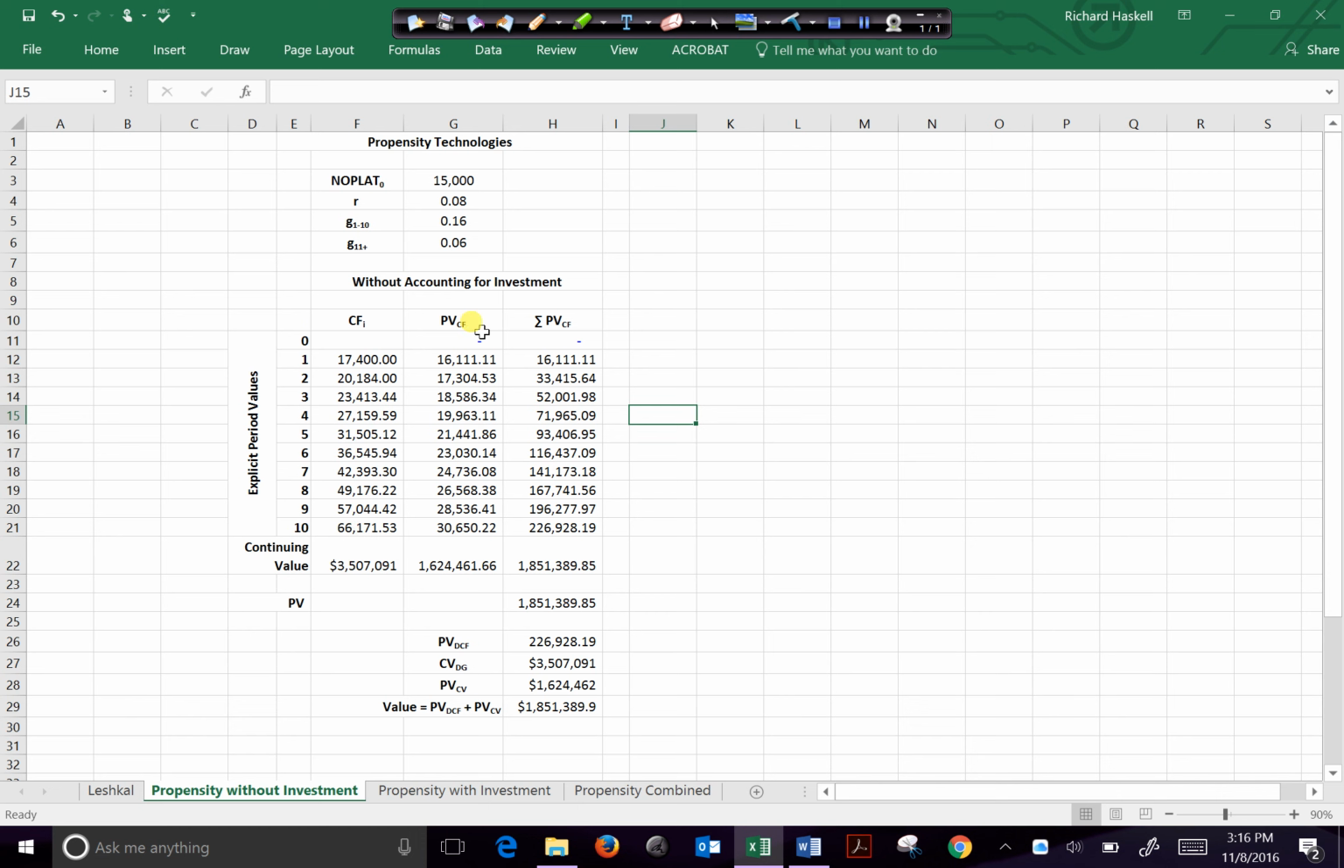In this next column, I'm simply taking the present value of the cash flow. And in this case, you can see that I've taken the value in cell F12 and divided it by 1 plus R to the T. It's just exactly as you would take the discounted value of any cash flow variable. It's going to be divided by 1 plus R to the T. And in every one of the cells in this column, I do the exact same thing all the way down, even through this row 22 where we're talking about the continuing value.